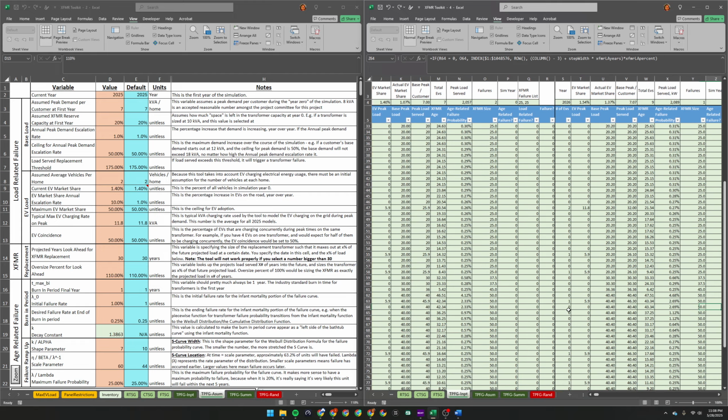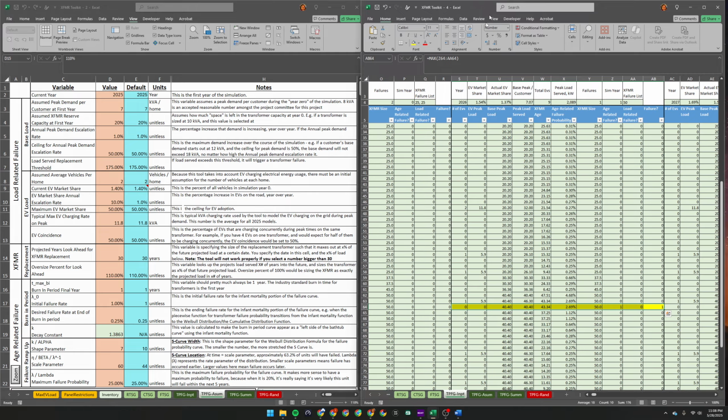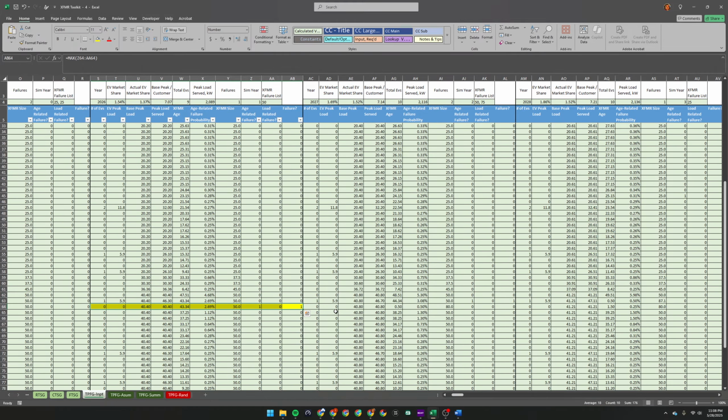So the second year we have this failure. I'm going to just make this highlighted here so that we can focus in on that. Basically, when this transformer is failing, we've got the transformer size as 50, and then the next year we've got it putting in an 80 kVA transformer. Interesting concept. Why would we do that?